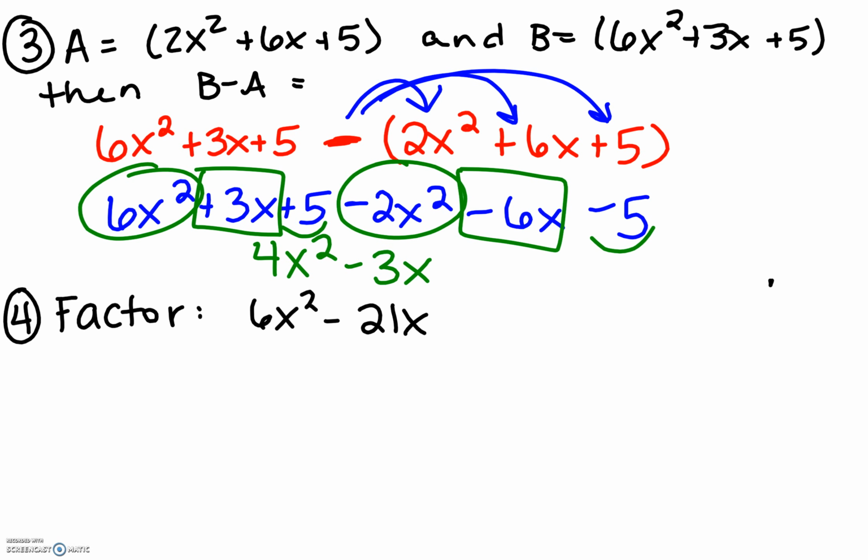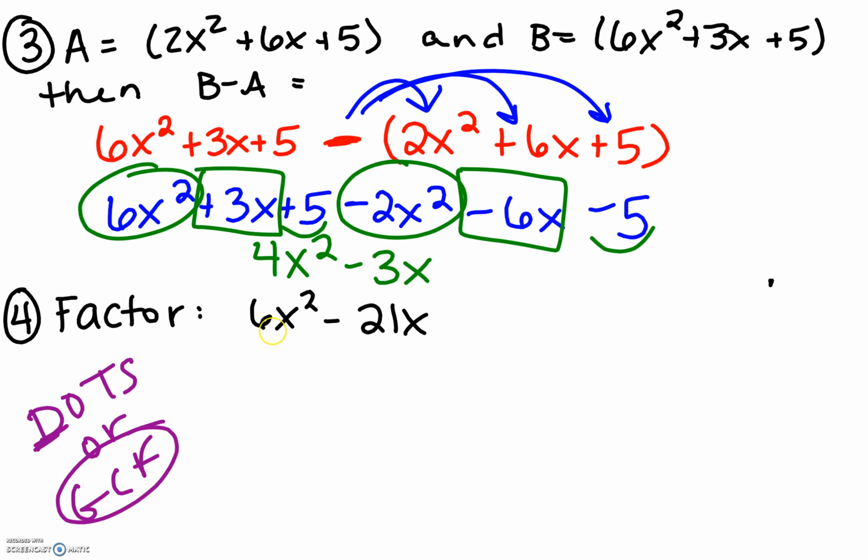For 4, we want to factor 6x squared minus 21x. We should notice it's a binomial, so we can't use 1am because that's only for factoring a trinomial. So now it's either a DOTS problem or a GCF. Yes, DOTS stands for the difference of two perfect squares, but 6 and 21x are both not perfect squares. So that leaves us with a GCF.